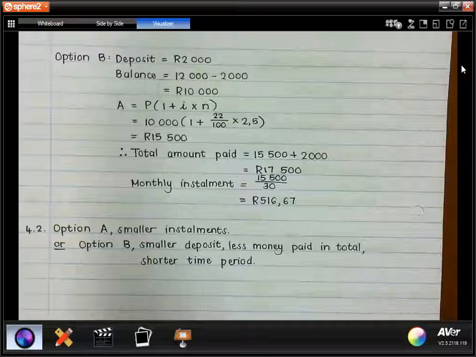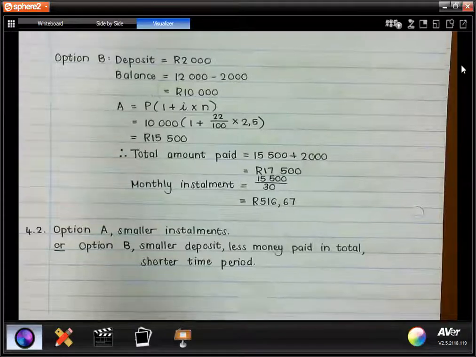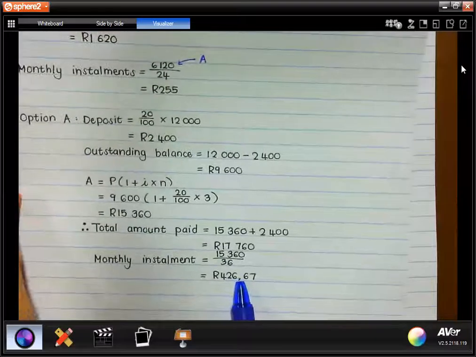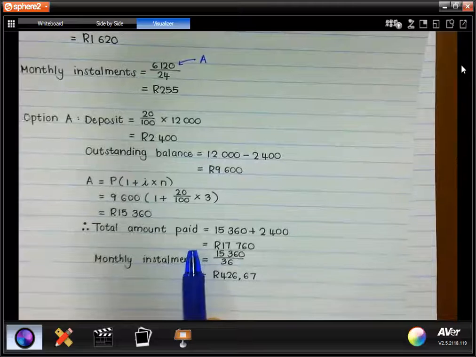Now guys, 4.2 was open to interpretation. It would have been okay if you said option A with a valid reason or option B with a valid reason, because different people have different circumstances, different needs in a month. All right. Option A had a monthly installment of 426 Rand.